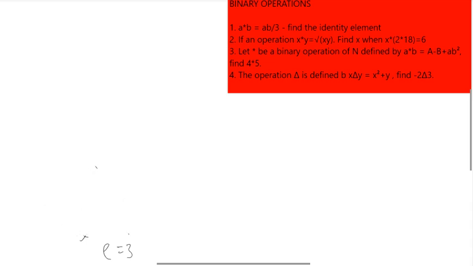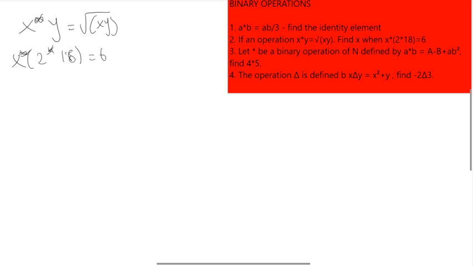It says if an operation is given by x asterisk y, x asterisk y is equal to root xy, that we should find x when x asterisk (2 asterisk 18 in bracket) is equal to 6. So what you do in this situation where you have something in bracket is that you do the bracket first, right? Just like BODMAS, you do bracket first. This is bracket of division, multiplication, addition, and subtraction. So you do the bracket first. So we're going to do this one in the bracket first.